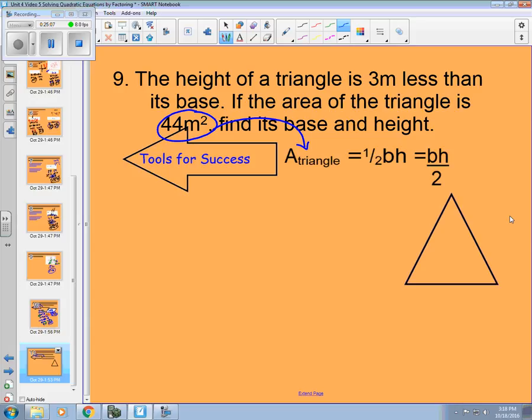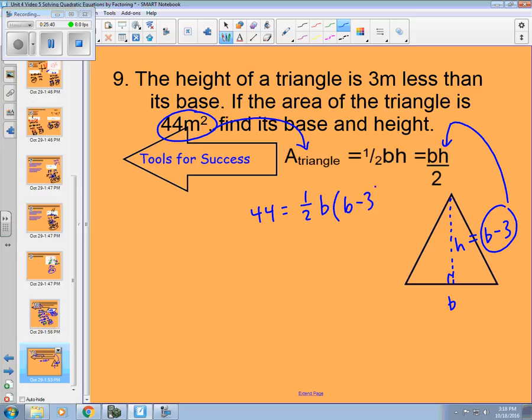Okay, we got our base length on the bottom, got our perpendicular height right here. They tell us that the height is 3 less than the base. That means the height would be the same as the base minus 3. Okay, so if we substitute these in for the height here, we should be able to get it. So making our substitutions, we got 44 equals 1/2 the base, and instead of height, we're going to write base minus 3.